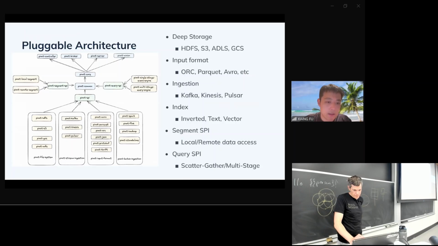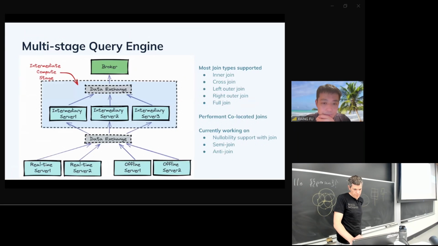If you look here, we have multiple SPIs. You have the Pinot segment SPI, which means you can plug in your own data structure or storage format. And then you have a Pinot query SPI, meaning you can have your own implementation of the query engine if you want.